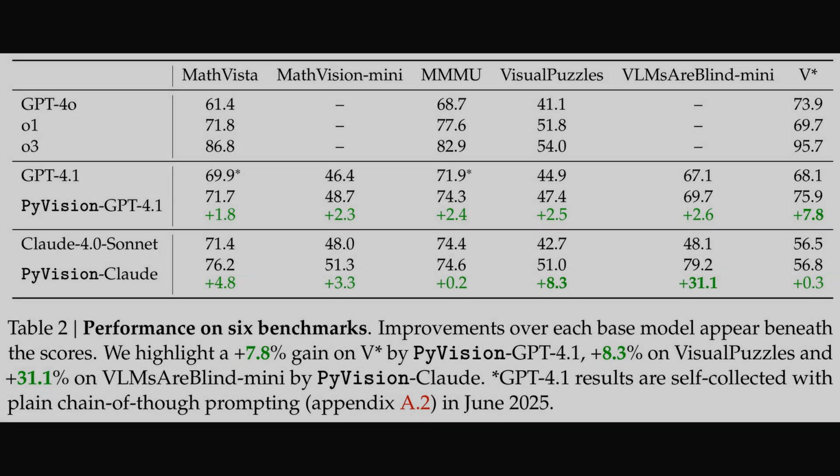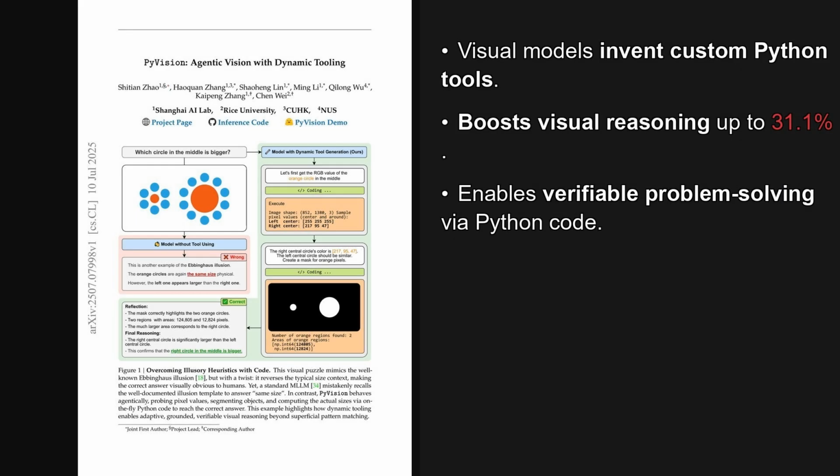visual tasks. So to wrap things up, what we're seeing with PyVision is a fundamental shift from simply using tools to actively inventing them. Instead of being stuck with a fixed set of functions, the model creates its own custom Python tools on the fly, tailored to each specific visual puzzle. This dynamic agentic approach, where the model acts more like an independent problem solver, not only leads to those impressive performance gains, but also makes the reasoning process more flexible and transparent. It's a really exciting step toward more capable systems.